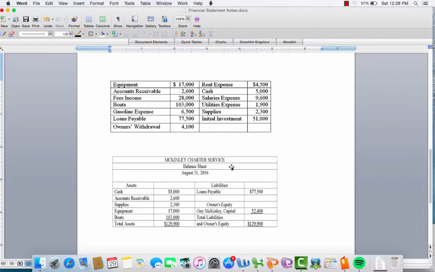Notice when we list out the balance sheet again, with the name of the company, the name of the particular financial statement we're producing, but we don't have for the month of August, we just have one particular date, August 31st, 2016.